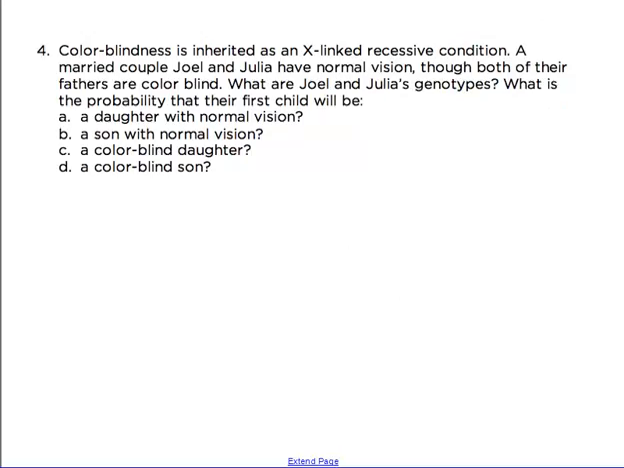Question 4 states that color blindness is inherited as an X-linked recessive condition. A married couple, Joel and Julia, have normal vision, though both of their fathers are colorblind. What are Joel and Julia's genotypes? So let's define our alleles first. X I'm going to call just the normal X chromosome. And for the X chromosome with a mutant or colorblind allele, I'm going to call that X superscript little c.